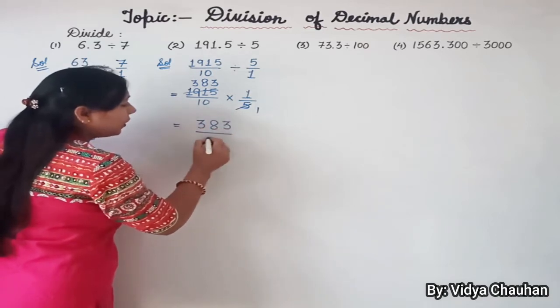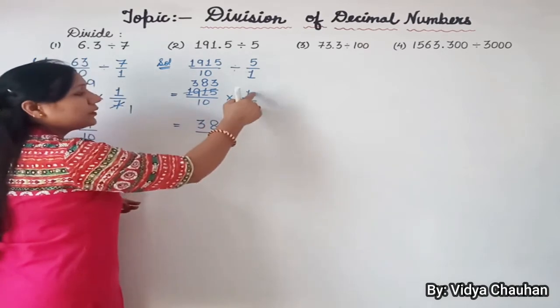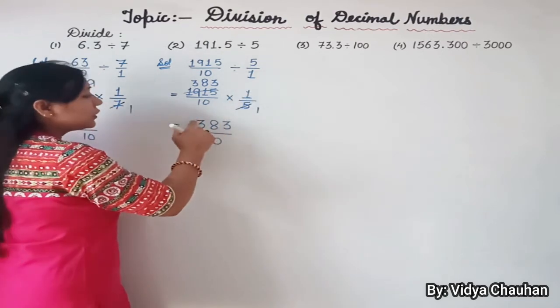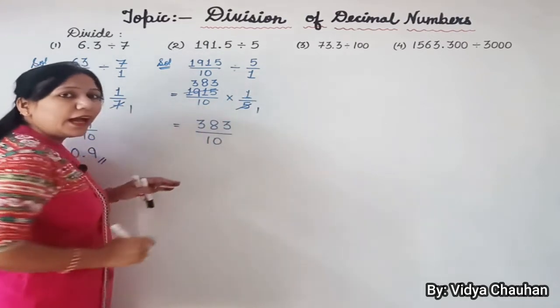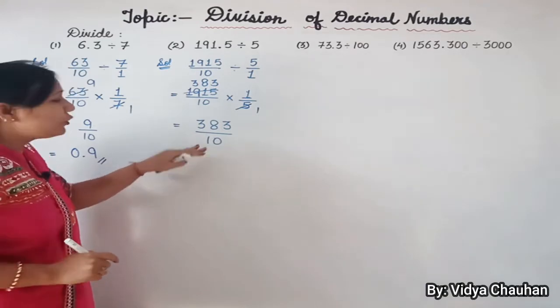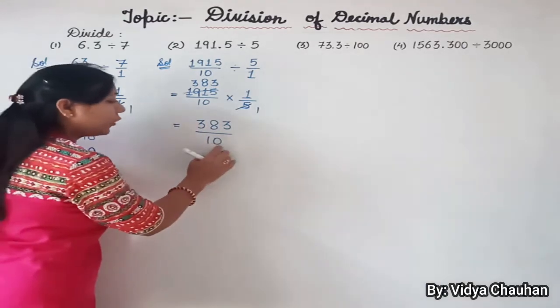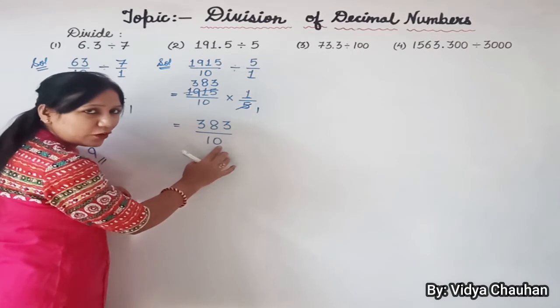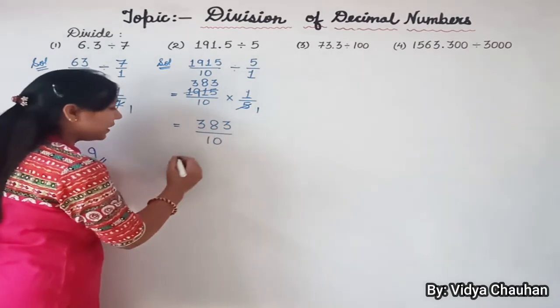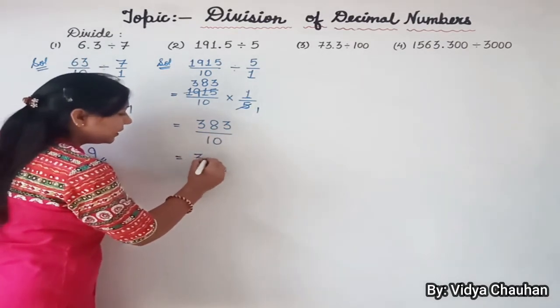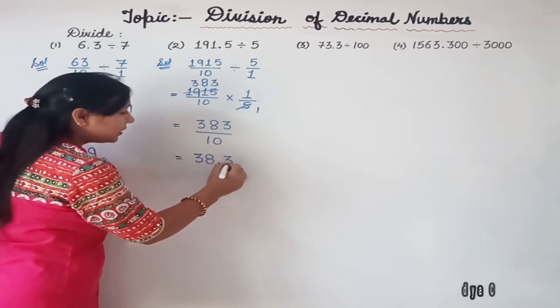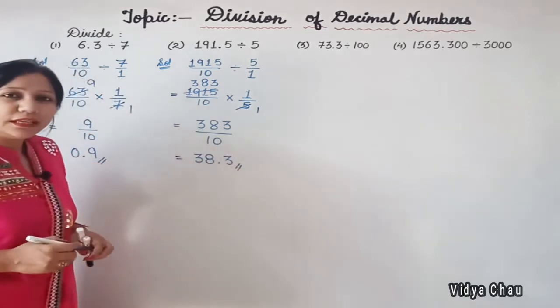383 upon 10, because here both the numbers are simplified. So 383 upon 10, and now once again we have to change it into its decimal form. How many zeros here in the decimal? A denominator 10, that means decimal after one place. 38.3. This is your final answer.